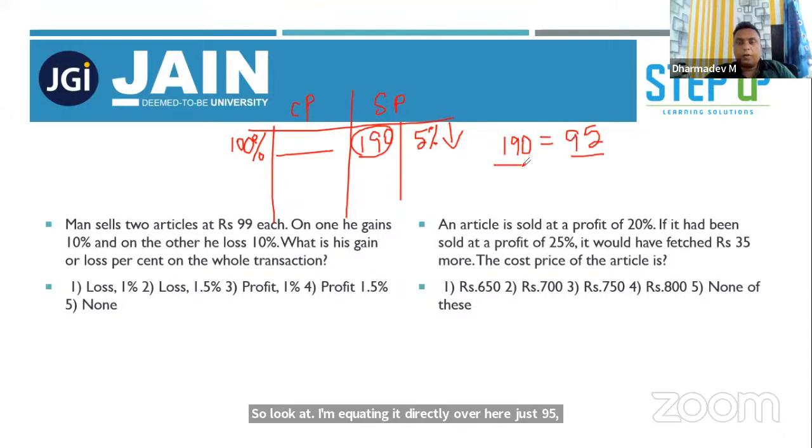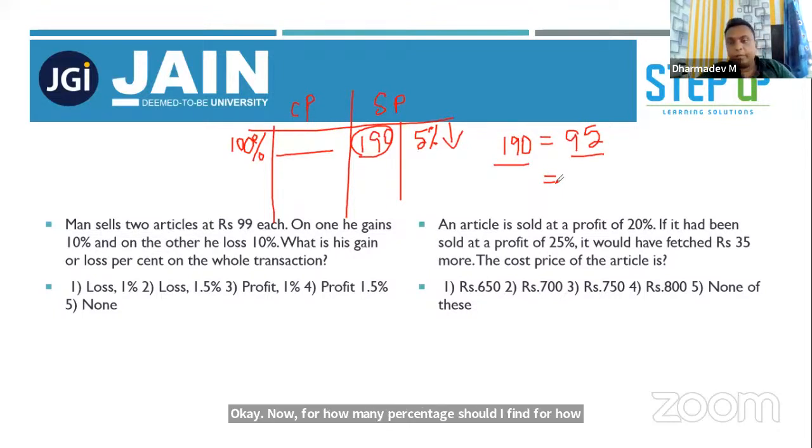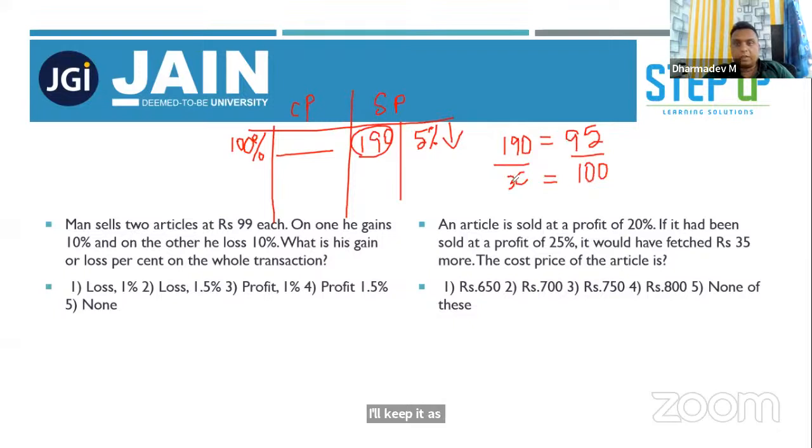Now for how many percentage should I find? For 100, that means I don't know the cost price, I'll keep it as X. 190 is 95, X is 100. What is that X? $200. Then the cost price was 200. That's all. We are done.